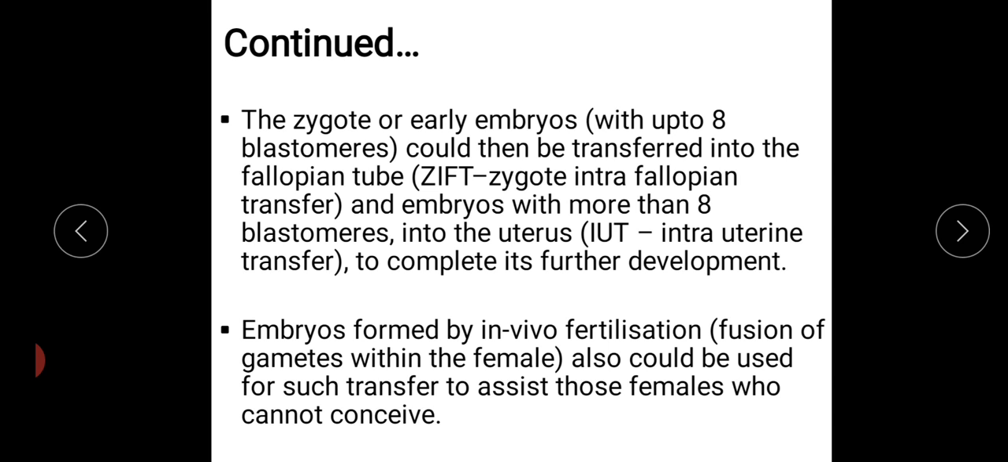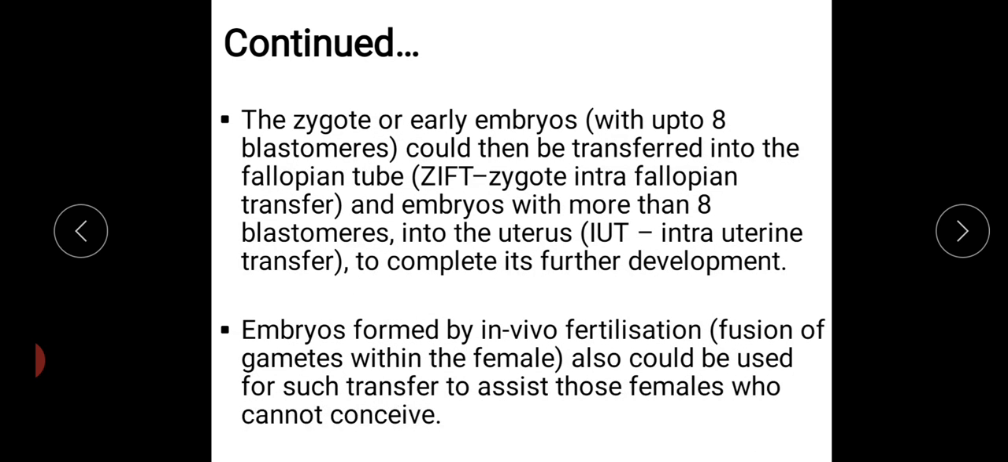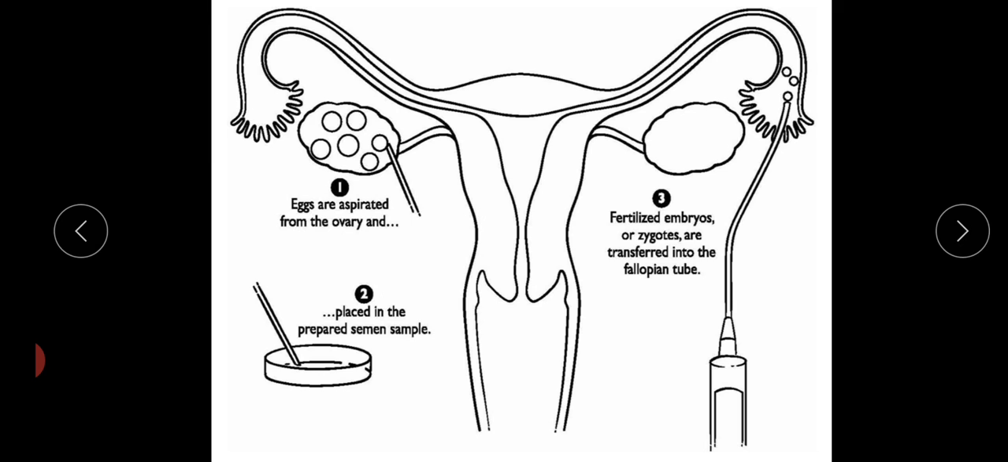So embryos formed by in vitro fertilization, or fusion of gametes within the female, could also be used for such transfers to assist those females who cannot conceive. So in this method we will be talking about ZIFT, that means zygote is being transferred. Here, again the eggs will be aspirated. You know that eggs will be taken out from the ovary. That will be placed here where the semen samples are being prepared.